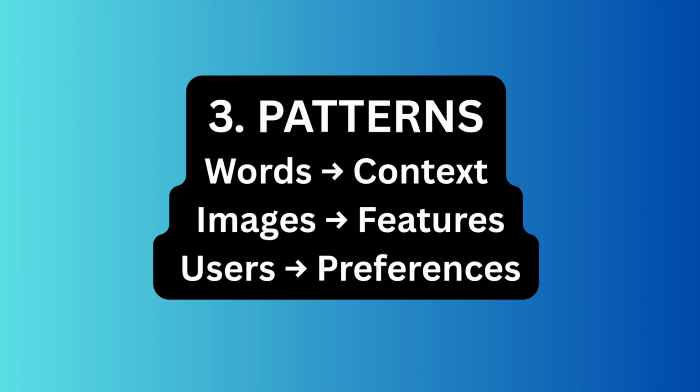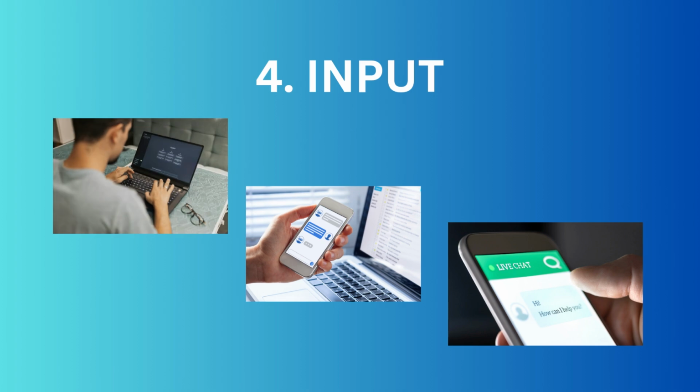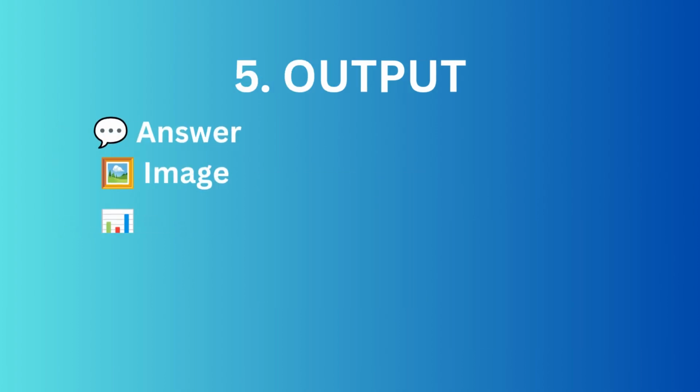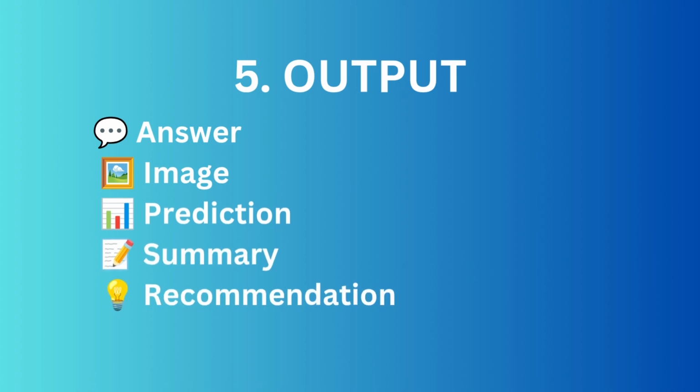Once an AI model has been trained, we can give it new information. This is called input. For example, you might ask an AI chatbot, "Explain artificial intelligence to a beginner." Your question is the input. The AI processes that input using patterns represented in its trained model. The result produced by the AI system is called the output.